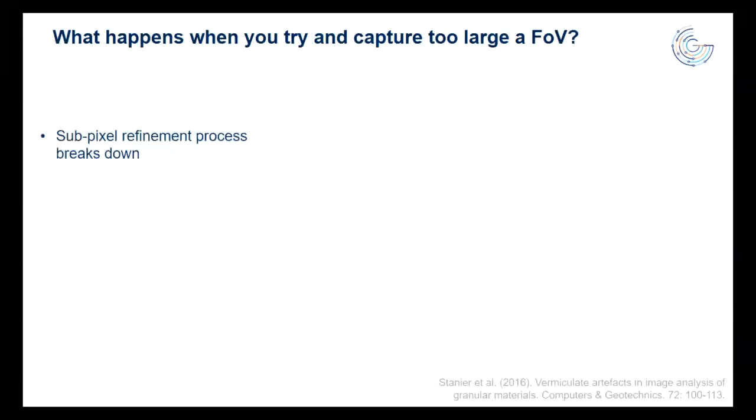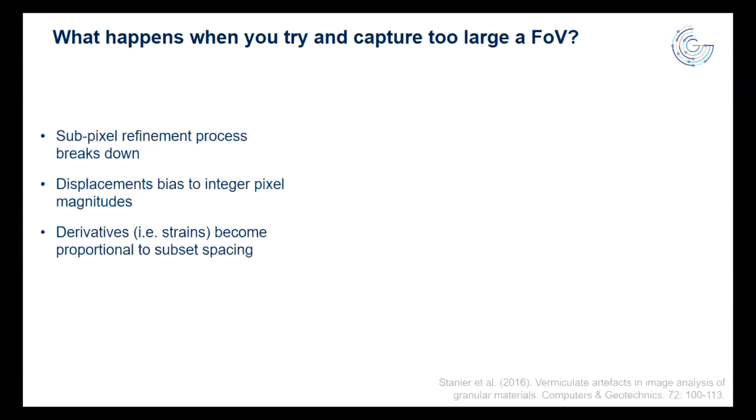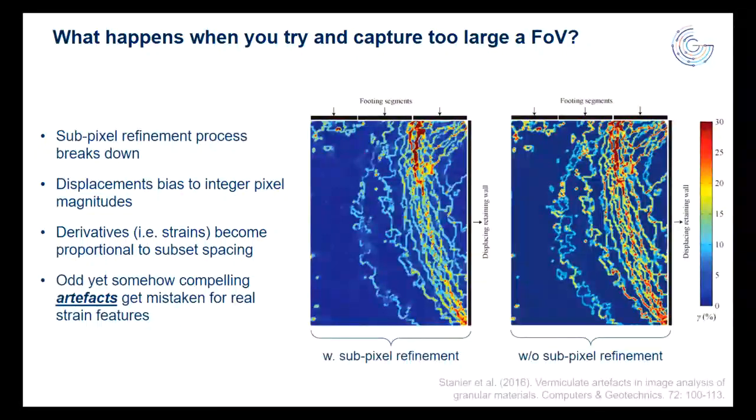So what happens when you try and capture too large a field of view, so your D on P value is too small? You get a breakdown of the subpixel refinement process. Your displacement is biased to the integer pixel values, and your derivatives become meaningless, or at best meaningless, at worst, totally misleading. And here's an example of a real-world experiment.